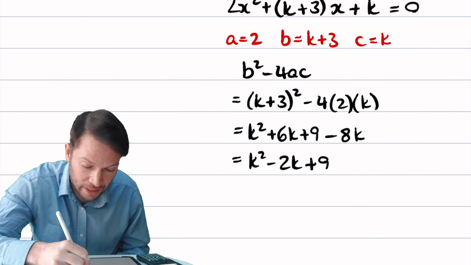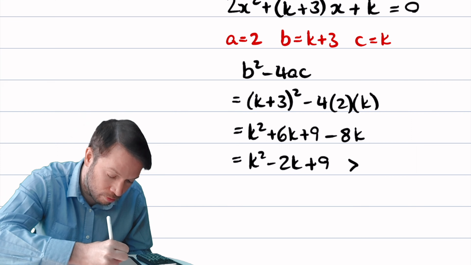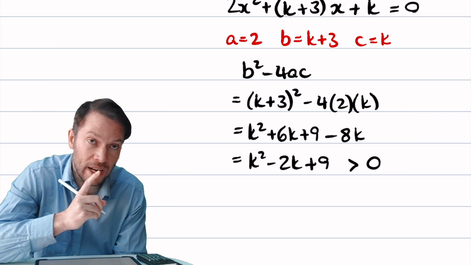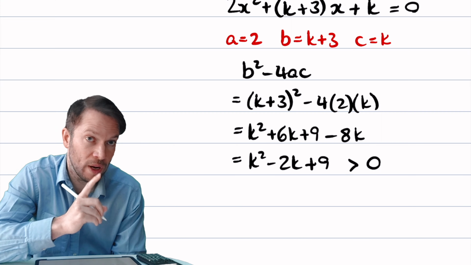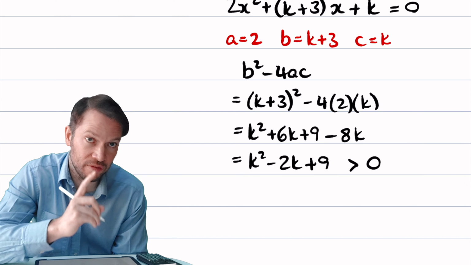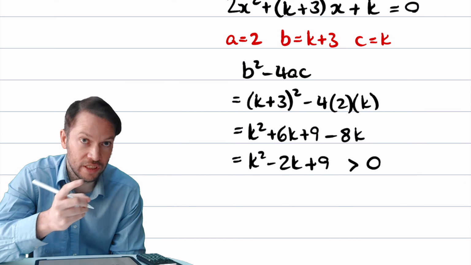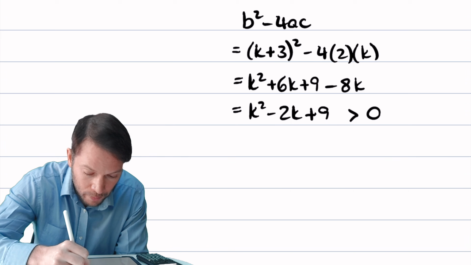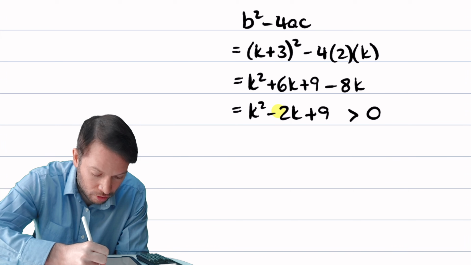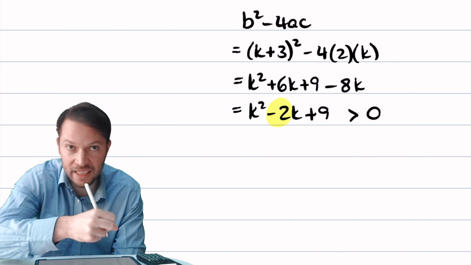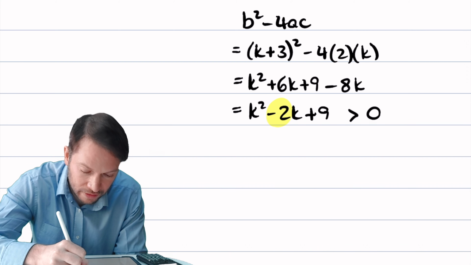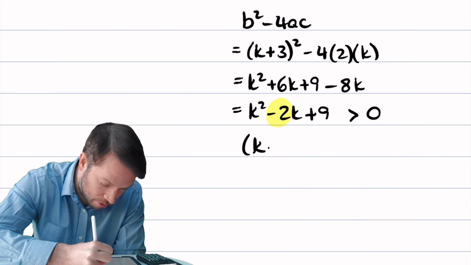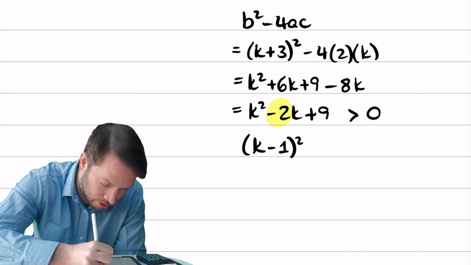So how do we do that? How do we show that this is always greater than 0? The discriminant is greater than 0. Well, for a quadratic, we can complete the square. That's a good way to show that a quadratic expression is always positive, always greater than 0. So let's remind ourselves how we complete the square. You look at the coefficient of the middle term, the k term or the x term, and you halve it. So you're going to do k, and then you halve the minus 2 to get minus 1, and then you put squared.